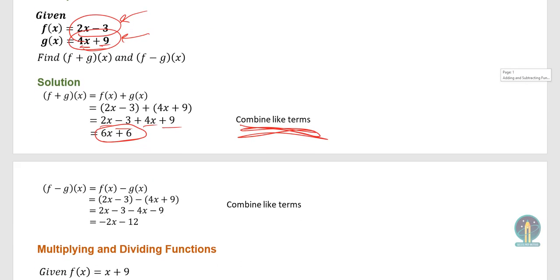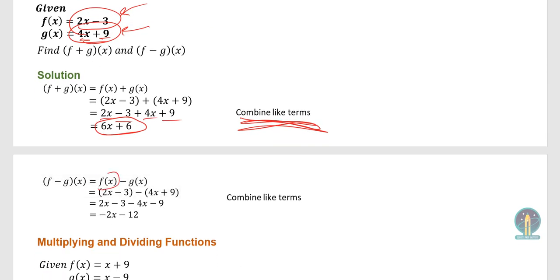Okay. For the subtraction, again, we do the full terms of f of x minus all the terms of g of x, which gives us 2x minus 3 minus 4x plus 9. So 2x minus 3 minus 4x minus 9, right? We just distributed the negative sign here. Combining like terms, 2x and minus 4x, minus 3 and minus 9, we get this.